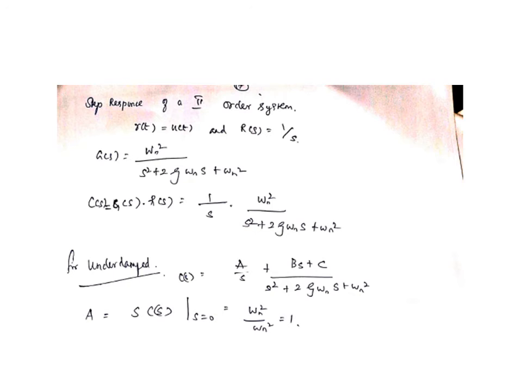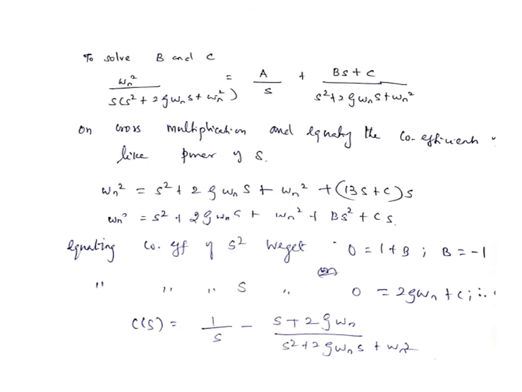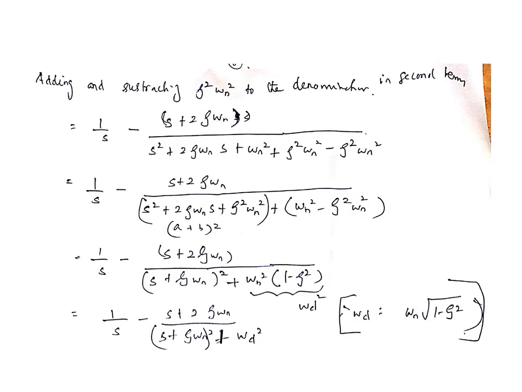Minus 2 zeta omega n, because the left hand side is 0, c equals minus 2 zeta omega n, and substituting and finding the equation. And the equation is going to be 1 by s minus s plus 2 zeta omega n over s square plus 2 zeta omega n s plus omega n square. Then we are going to do some manipulation, adding and subtracting zeta square omega n square to the denominator in the second term.